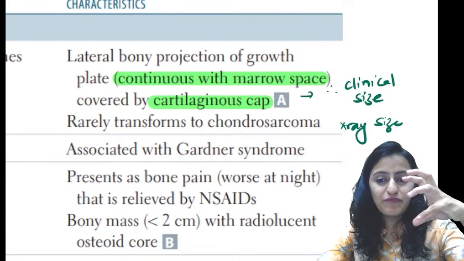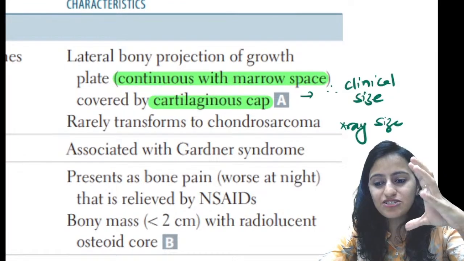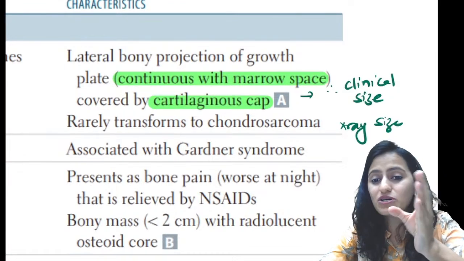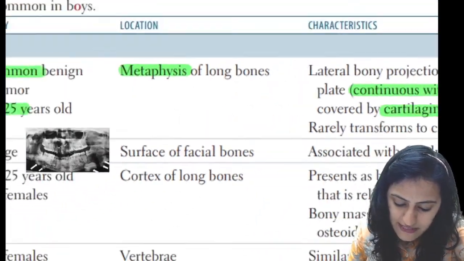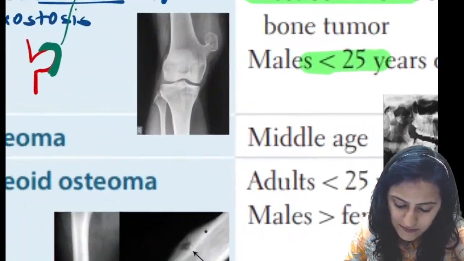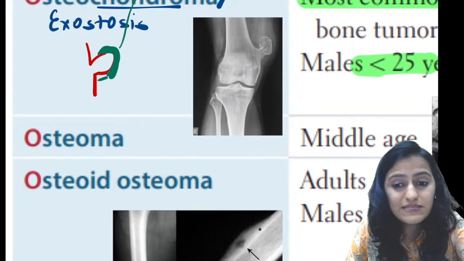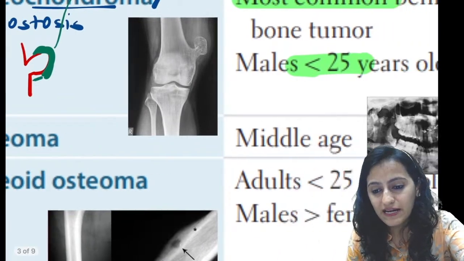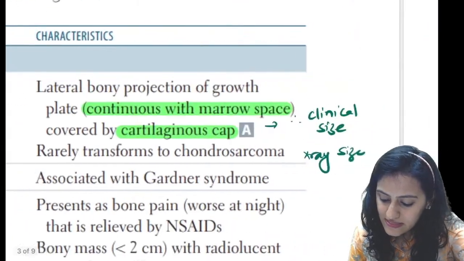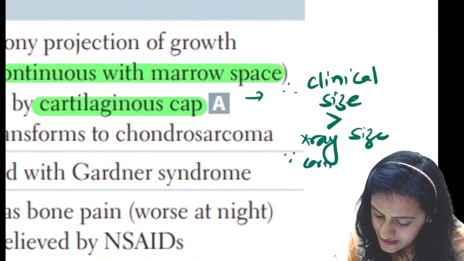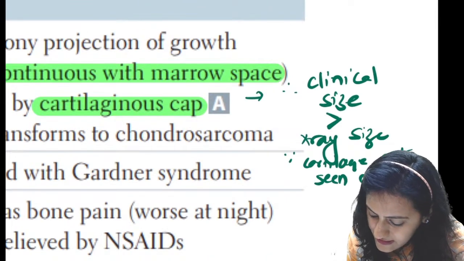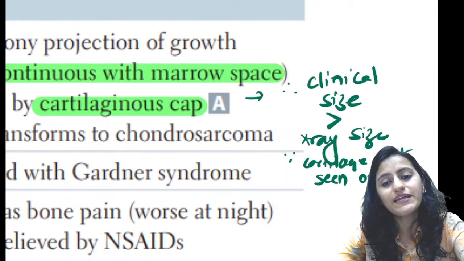So clinically, when you feel the tumor, it is larger as compared to what you see on X-ray because on X-ray we cannot see the cartilage, right? So the part we will see on the X-ray is only this part. We will not see the cartilage. So remember that this is a bone tumor where the clinical size is more than the X-ray size since the cartilage is not seen on X-ray.